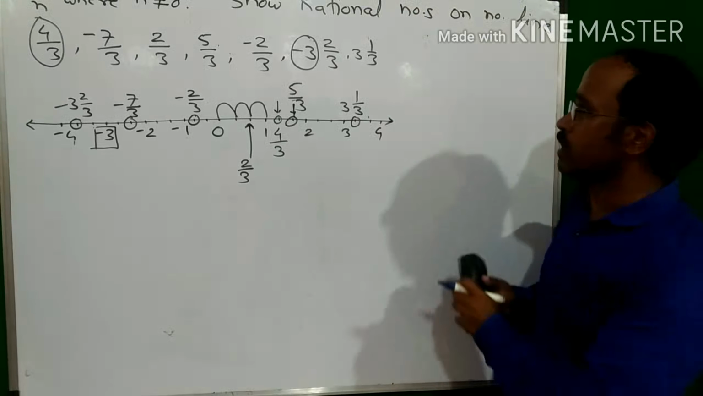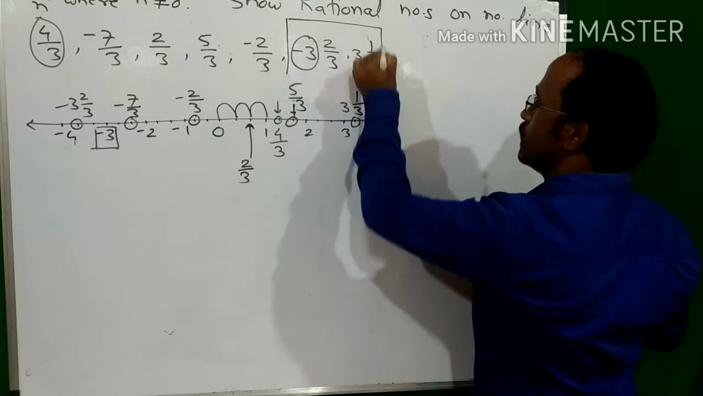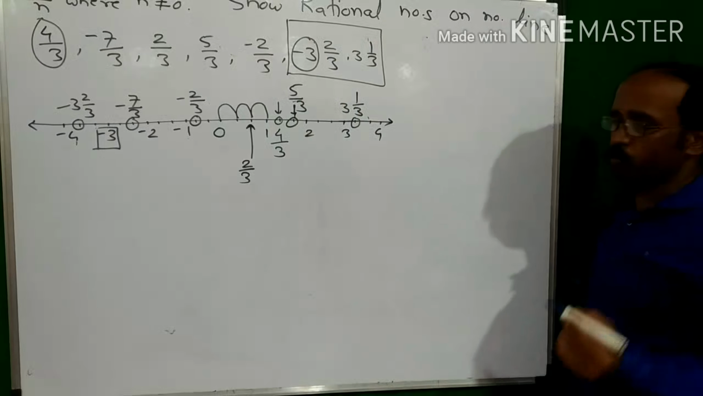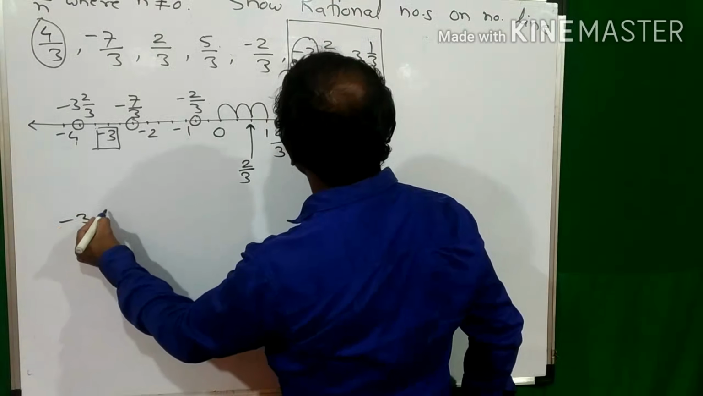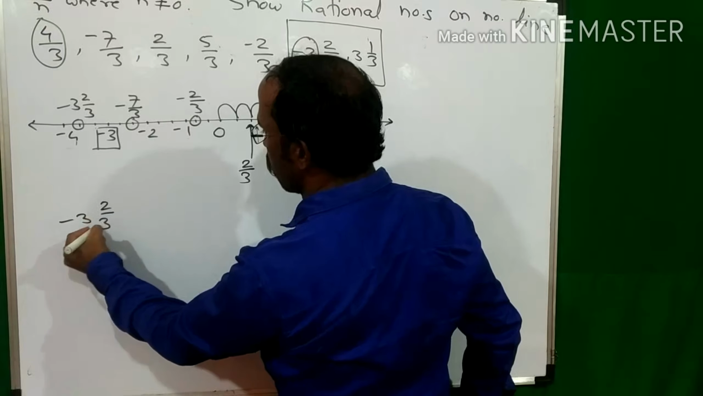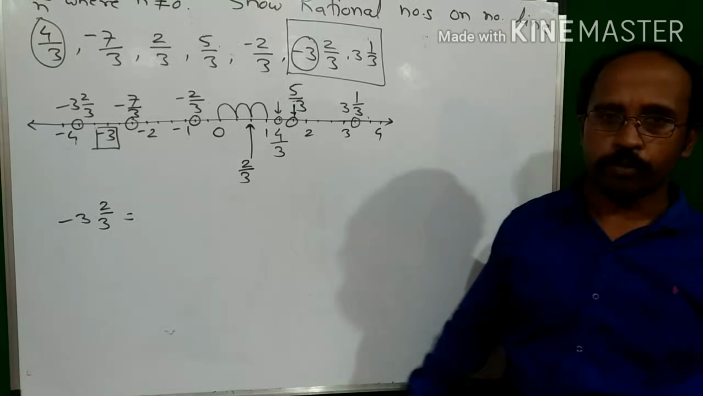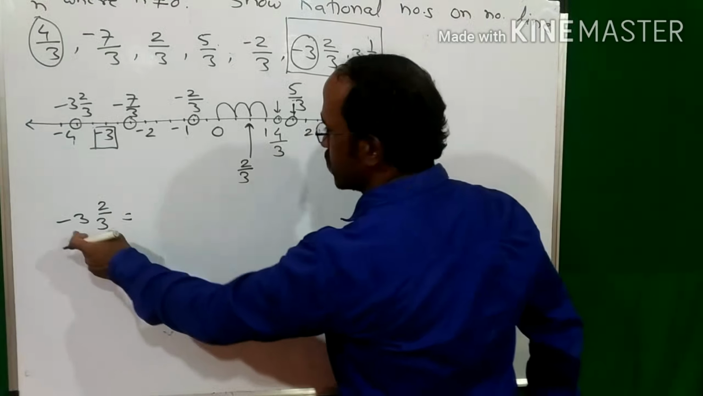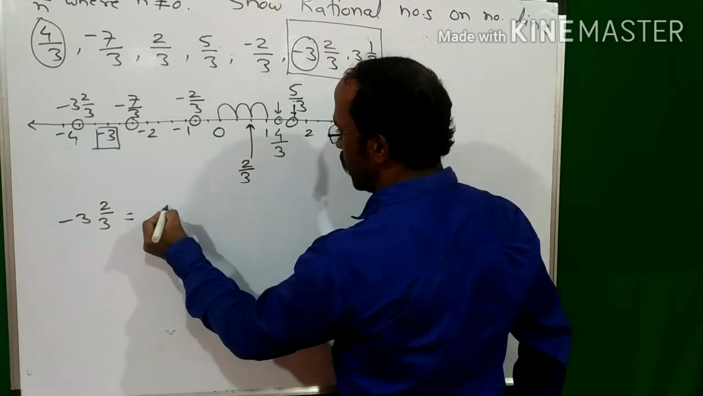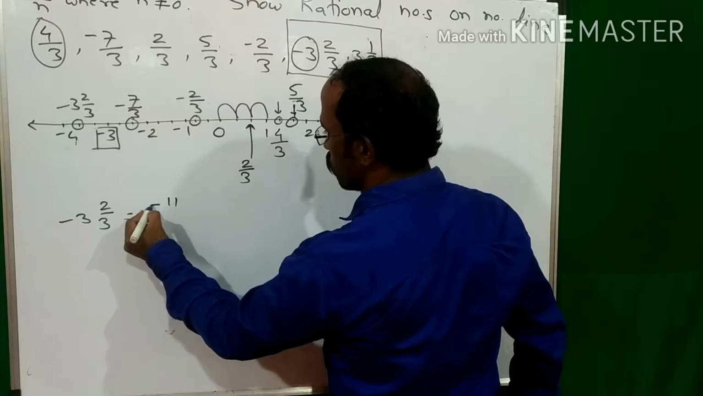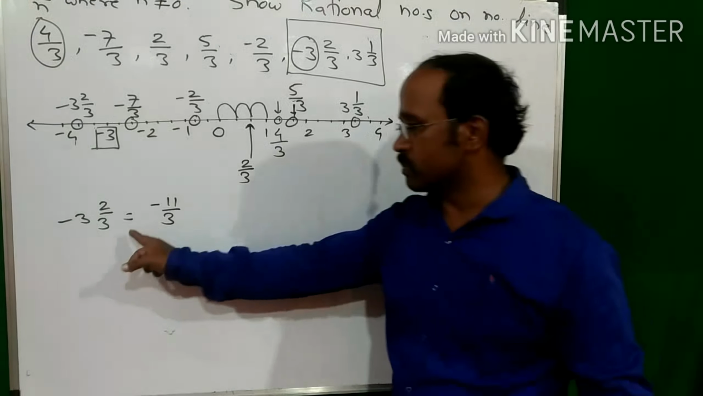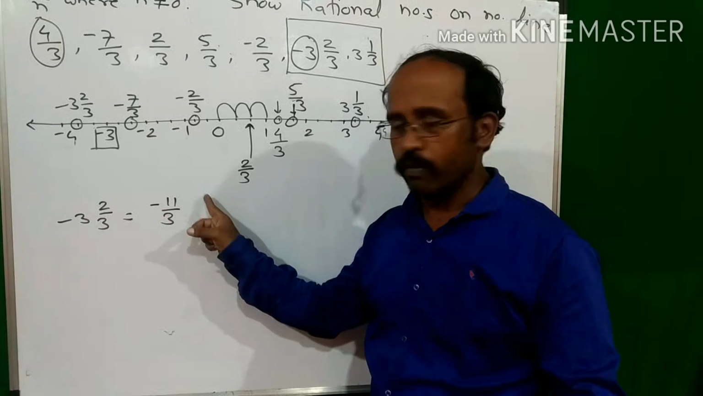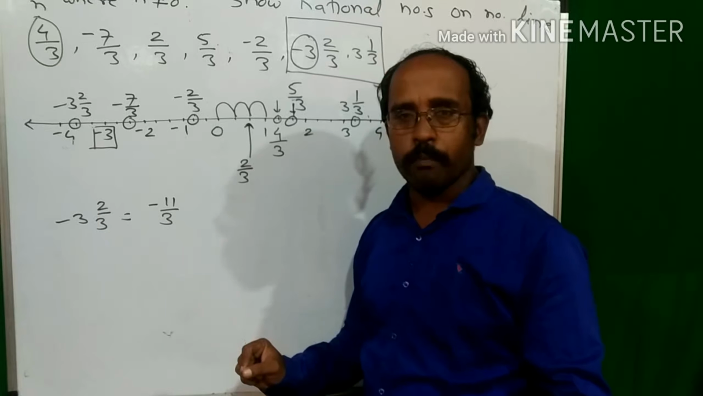A second method to show such mixed fractions. What we have to do? Let's convert these mixed fractions. Minus 3 completed 2 upon 3. Let's convert this mixed fraction into an improper fraction. Okay. 3 3s are 9 plus 2, 11. So minus 11 upon 3 we have to show. This is 3 3s are 9 plus 2, 11. We have to show minus 11 upon 3.